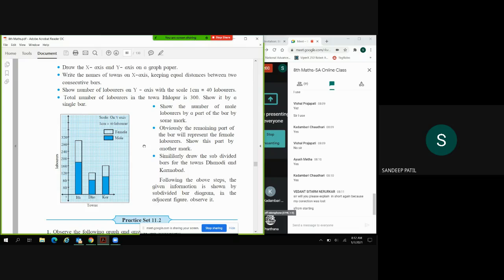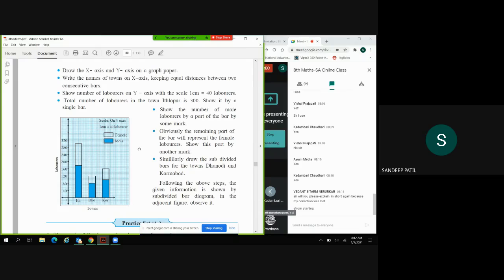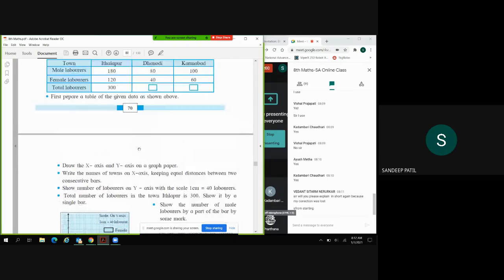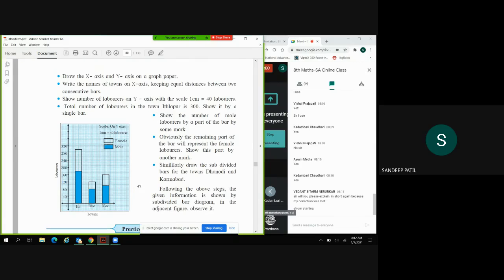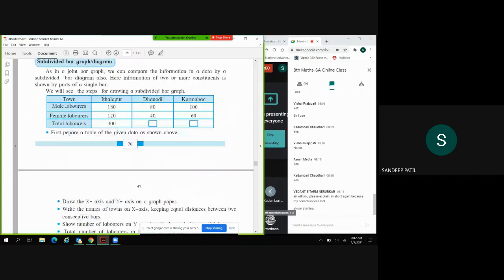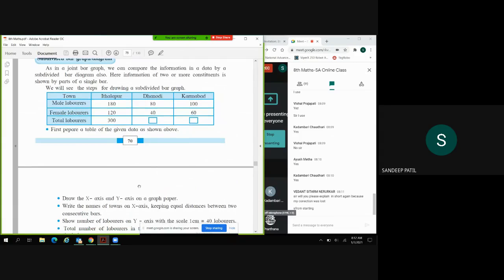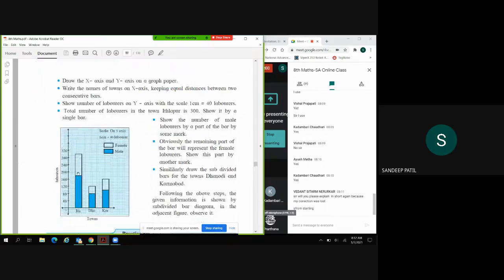Generally, if you know the data and you see it in this type of format, we can draw the conclusion that in every city female laborers are less and male laborers are more. This type of thing we can conclude very easily from this graphical representation.